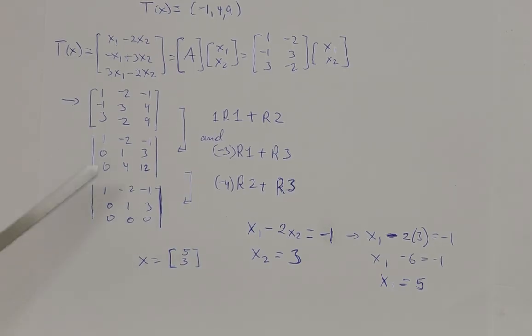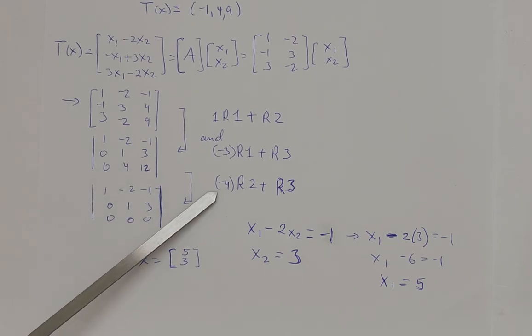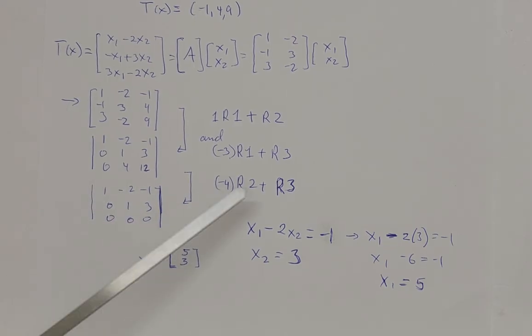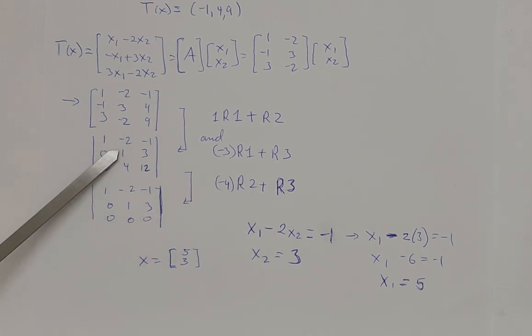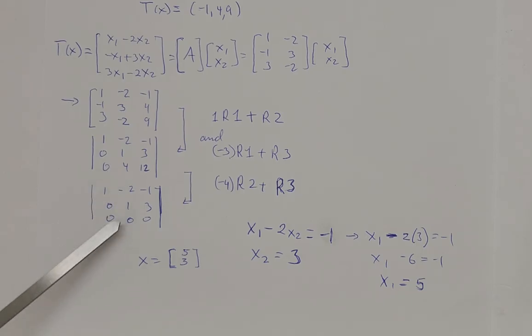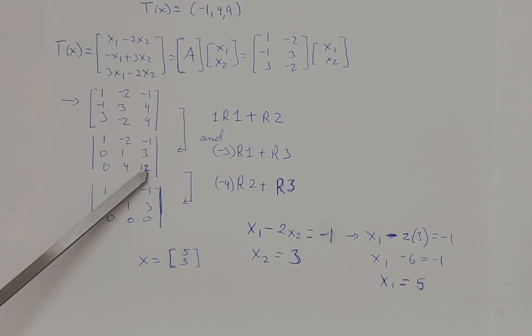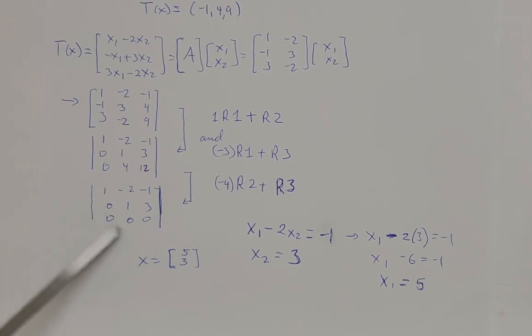Okay, next, as you can see, this is already a 1, so we leave it alone. So row 1, row 2, leave it alone because I have a 1 and a 1. Next, I need this 4 to be a 0, so the opposite of 4 will be -4. So -4 times row 2 plus row 3. So -4 times 1 is -4, plus 4 gives me 0. -4 times 3 gives me -12. -12 plus 12 gives me 0. And we are completely done.